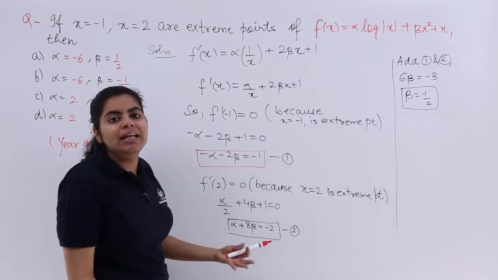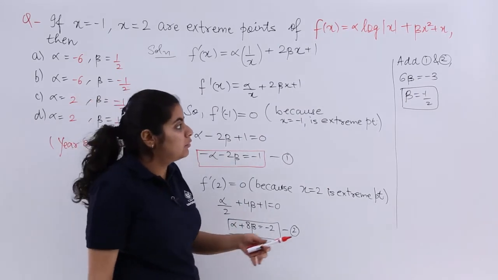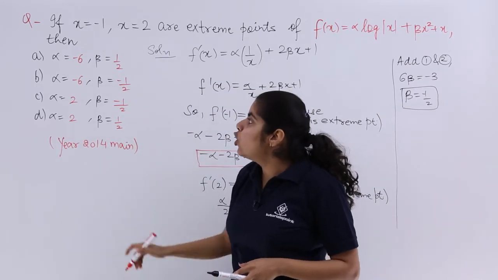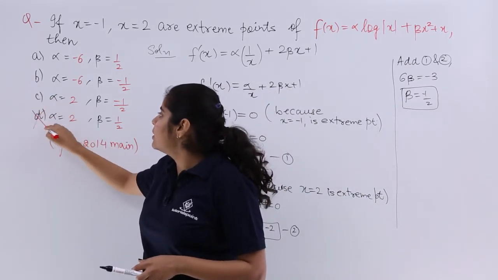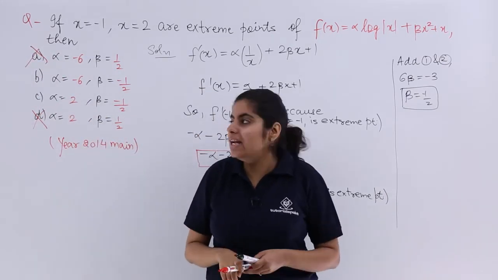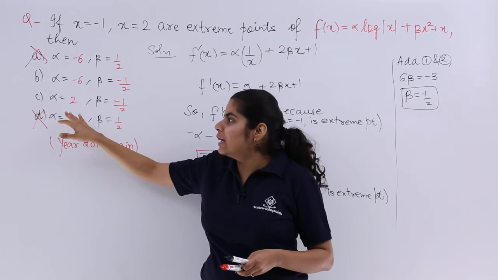Right? When beta is obtained, directly you can obtain alpha. But first see, beta is -1 by 2. Where is beta -1 by 2? Only in options B and C. That means directly A and D strike off. Right? Either my alpha has to be -6 or 2.